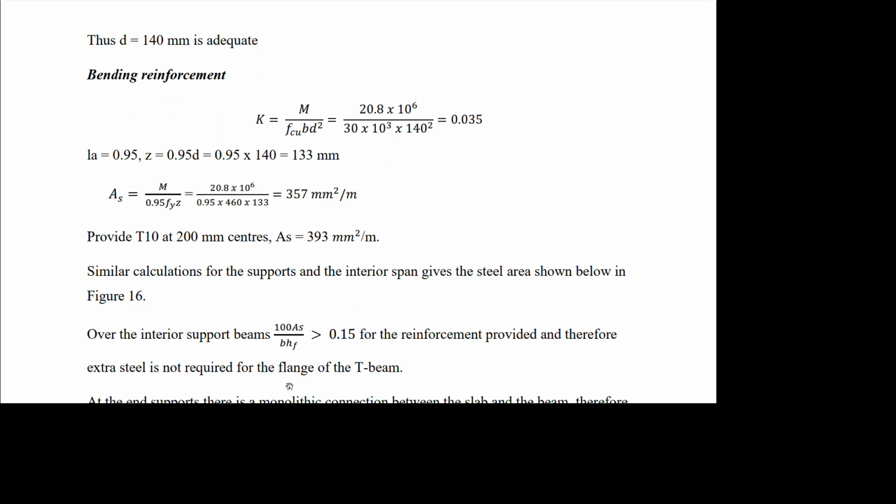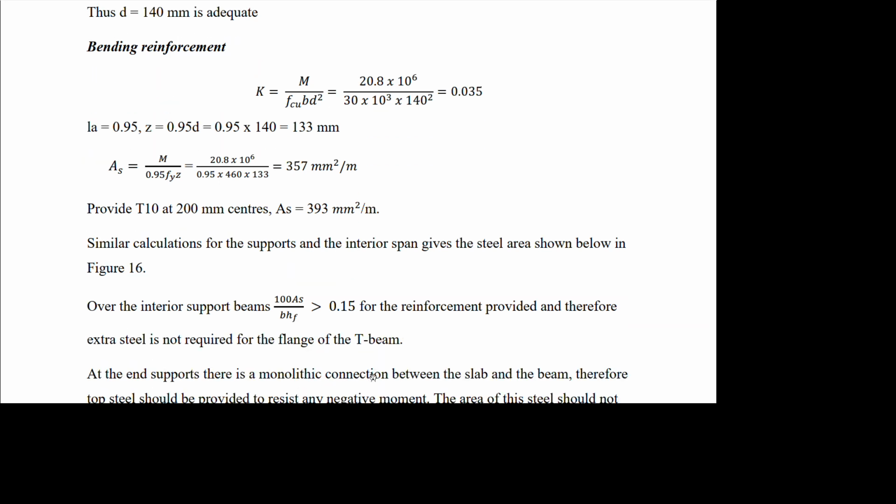So we look at the interior support beam. We check whether 100 As over bh is greater than 0.15. That is the reinforcement that we are providing.